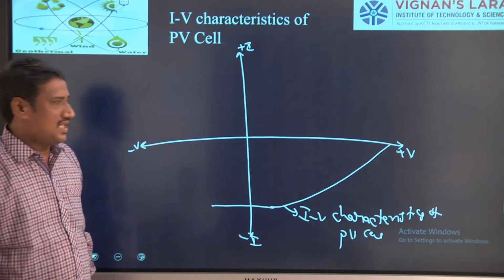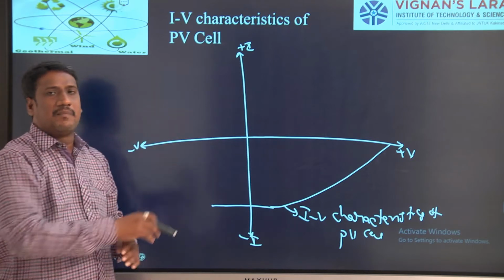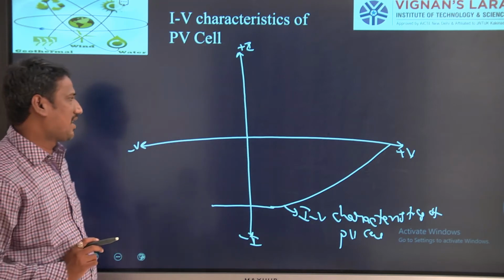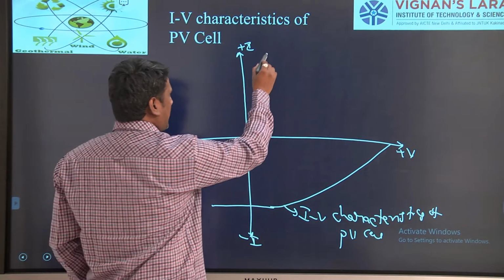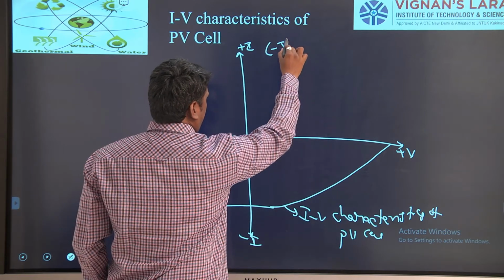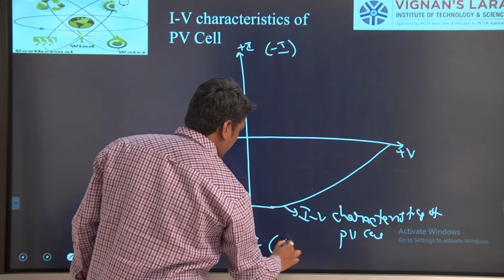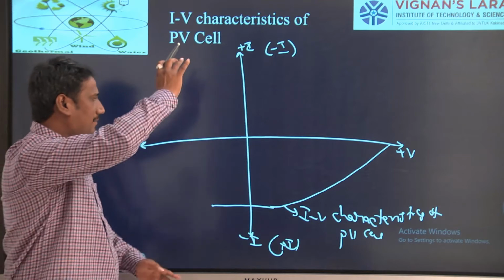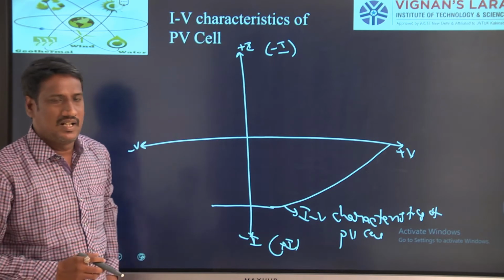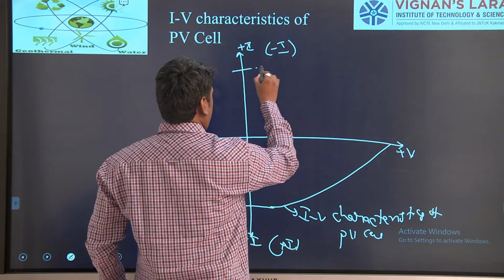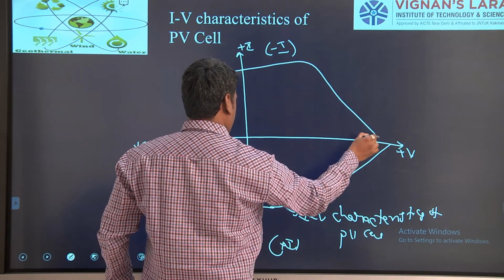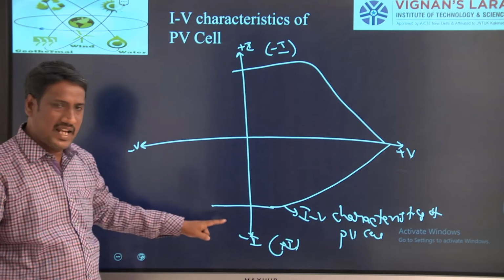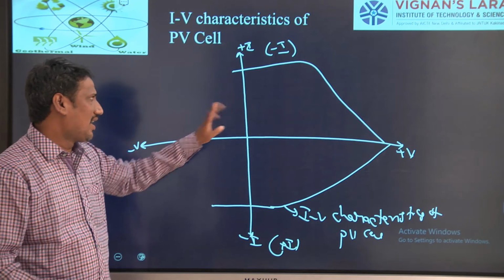Now, what I am doing is flipping it. Minus I I am taking upper side and plus I I am taking on the downside. Then you will have the same thing. Instead of plus I, I am taking minus I on the upper side and plus I on the downward side. Then the same curve we can draw like this.